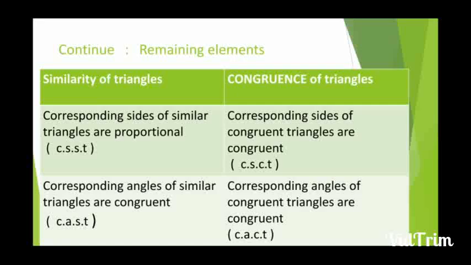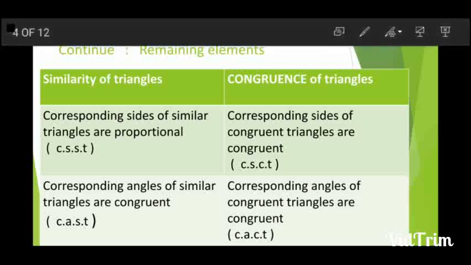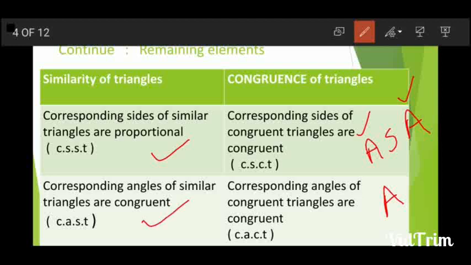Now there are certain remaining elements. If triangles are similar by the AAA test, then the three remaining sides are proportional. The reason has to be written as: corresponding sides of similar triangles are proportional. If two triangles are similar by, for example, the ASA test, then two angles are already given as congruent. The remaining one angle will also be congruent. For that the reason will be: corresponding angles of similar triangles are congruent.